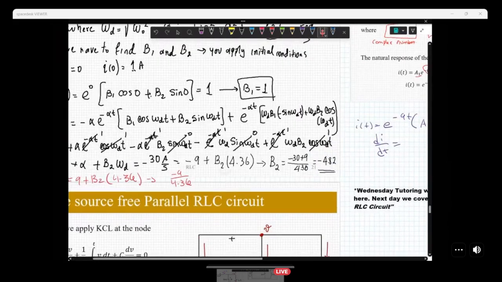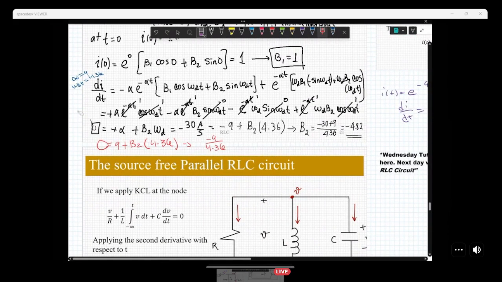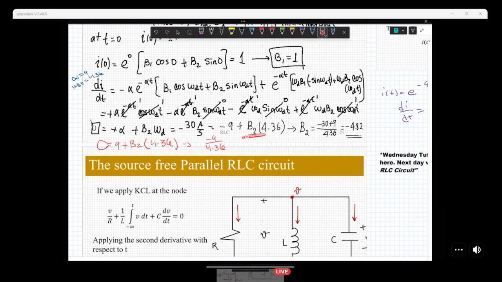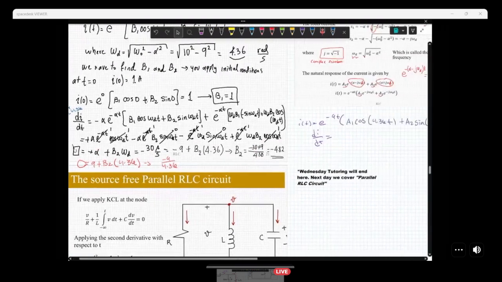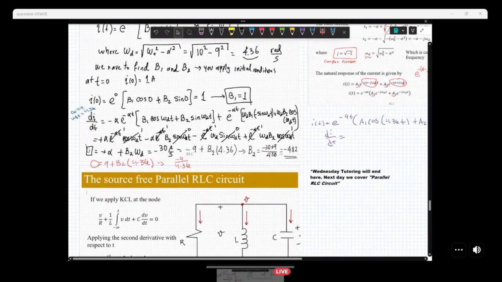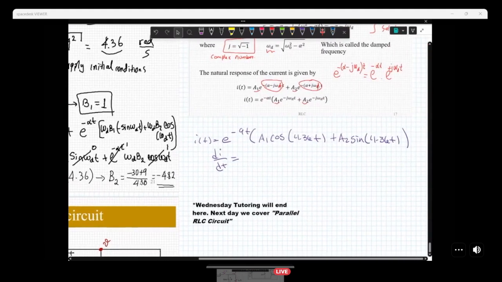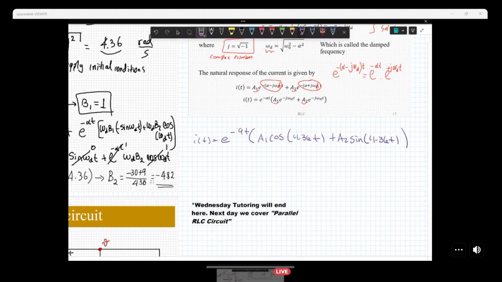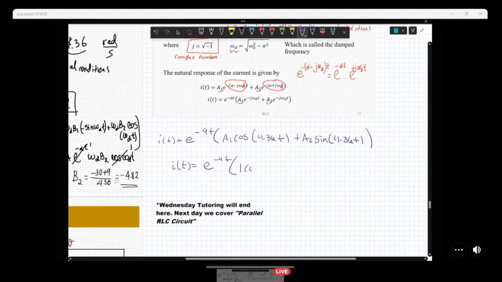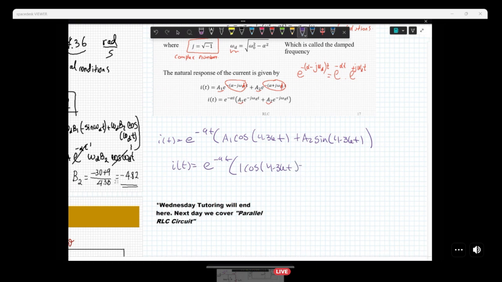Anywho, this will be equal to 30 now, which is the di/dt. This is what you solve for, and then you solve for V2, and then you get this. So you get the last constant you need, and then you go back to this problem right here. So now you get i of t as your final one, e to the negative 9t, times 1 cosine 4.36t minus 4.82 sine of 4.36t. And that's your final answer.